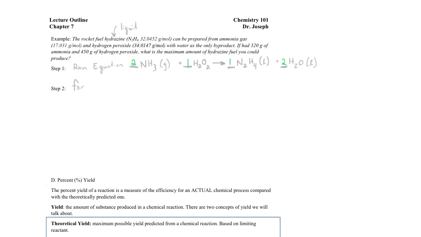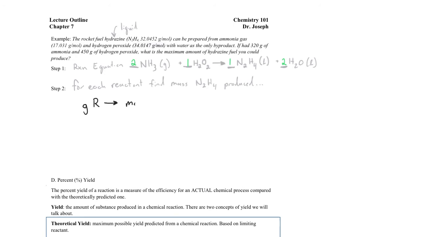So in step 2, we're going to follow the same basic process that we followed previously. For each of the reactants that we have to consider, we're going to find out how much product each one could make. Now, instead of finding out how many moles each one could make, we're just going to find out the mass that each one could make. And whichever one produces the least amount of mass, that would be our maximum yield. The step-by-step process for actually doing this looks very much the same as it did before.